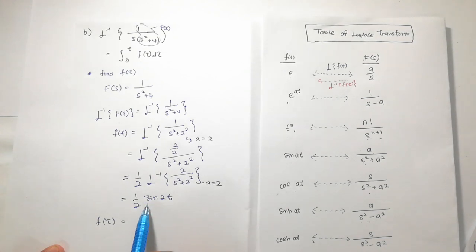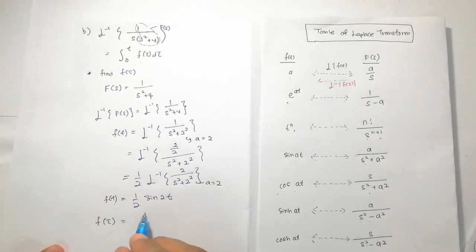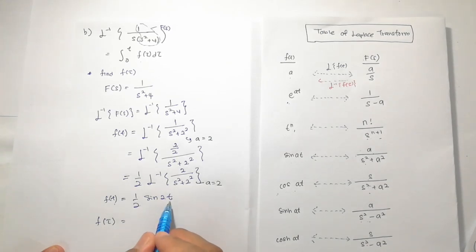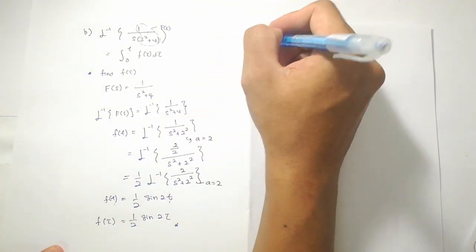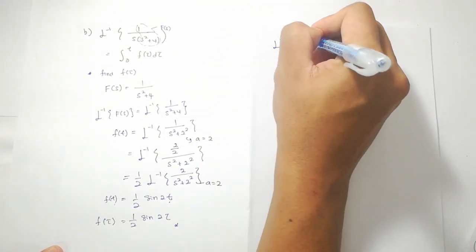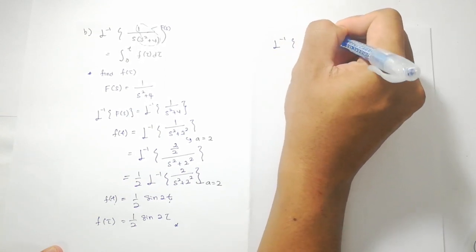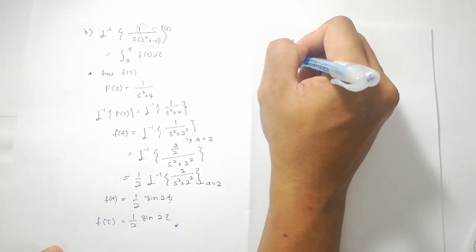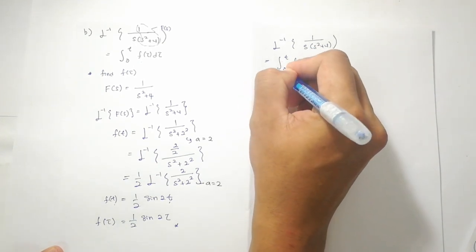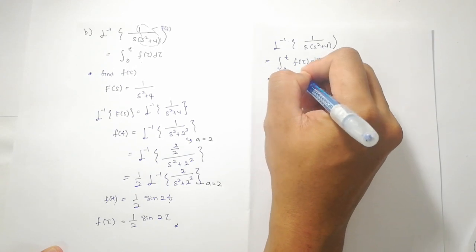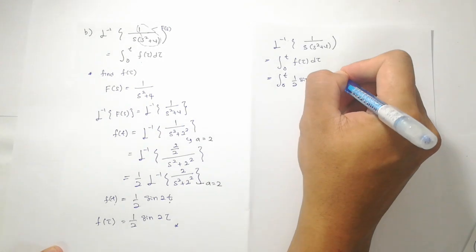So any t in this function or in this equation, we need to replace with tau. So we have f t equal to half sine 2t. So for f tau, we need to replace t with tau. So we will have half sine 2 tau. Right? So to find the inverse Laplace transform for the equation, we can do the integration. So we have the inverse Laplace transform of 1 over s times s squared plus 4. Okay, this will be equal to the integration from 0 to t of f tau d tau. We have our f tau, which is half sine 2 tau, so we will include it into the integration. So we have half sine 2 tau and then d tau.